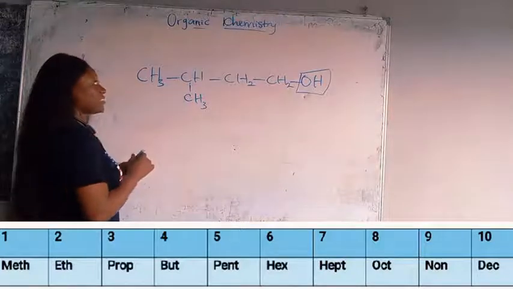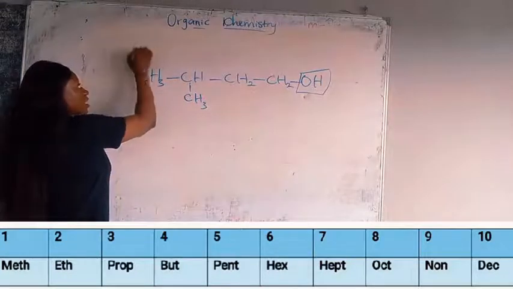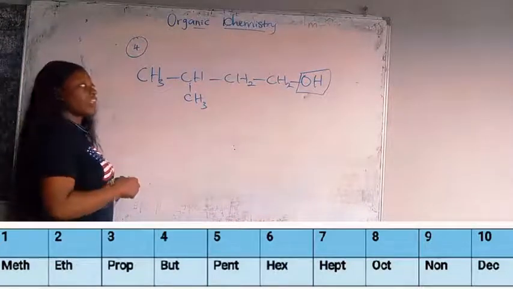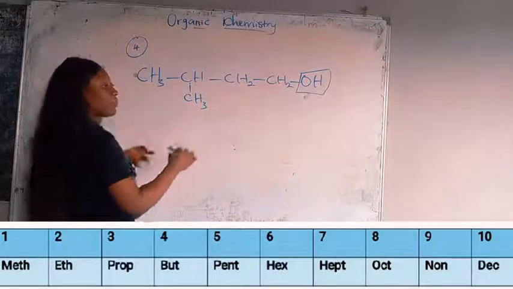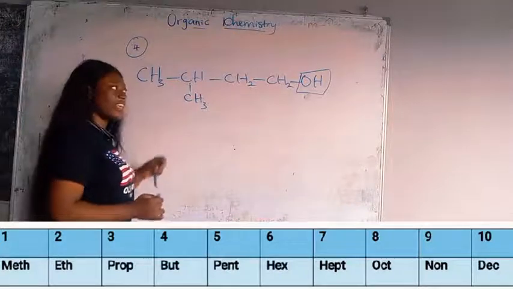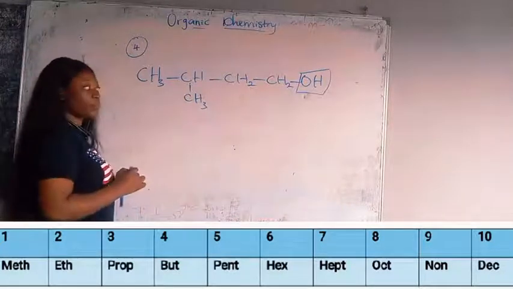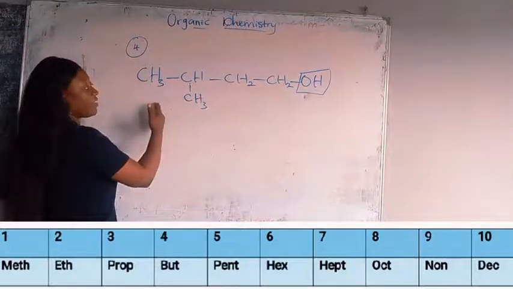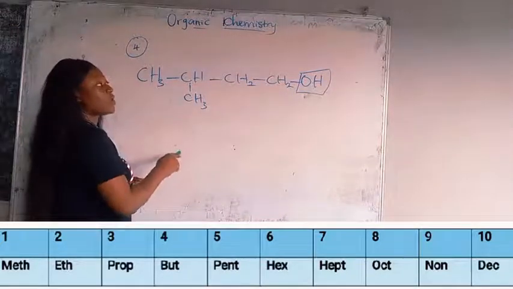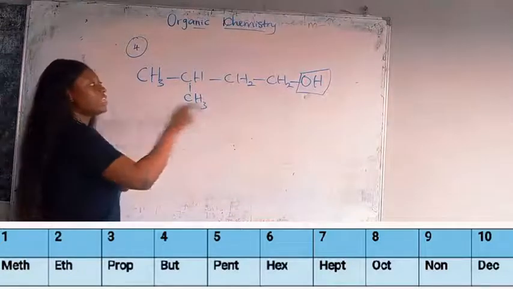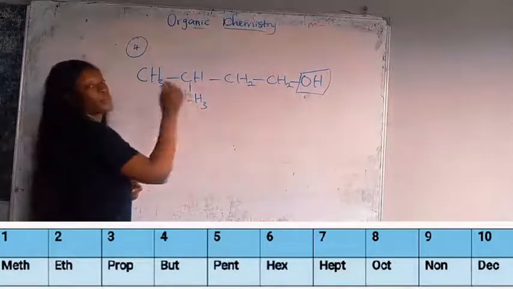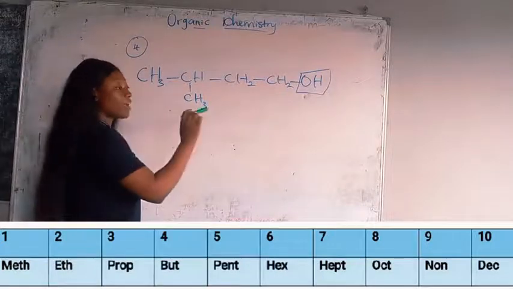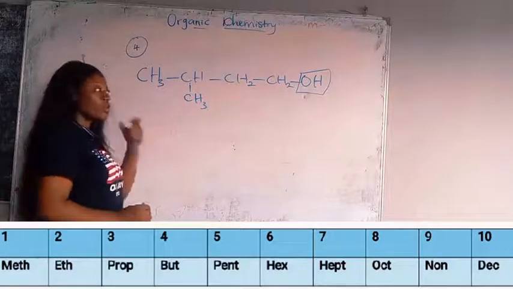Okay, now that we have established that the longest continuous carbon chain is 4, the next thing to do is to number this compound. In numbering this kind of compound, preference must be given to the functional group. When a compound contains just a substituent, preference is given to the substituent. But where a functional group is present, the functional group is given preference. By preference, I mean that the carbon atom bearing the functional group must have the smallest numbering.